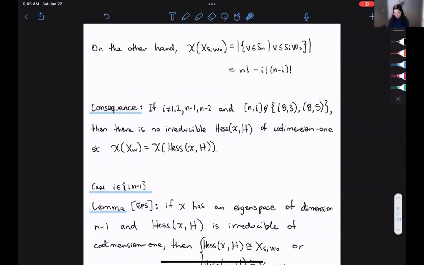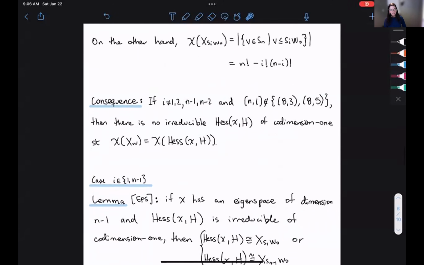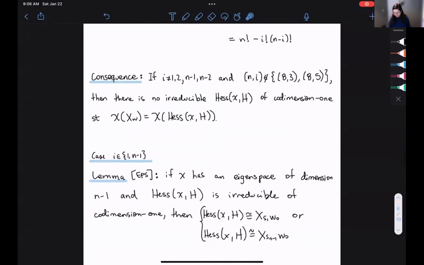So this case, we basically utilize this lemma that if X has an eigenspace of dimension n-1, and this Hessenberg variety is irreducible of codimension 1, then this is going to be true. One of these two holds. But in fact, we can actually realize it as equality.